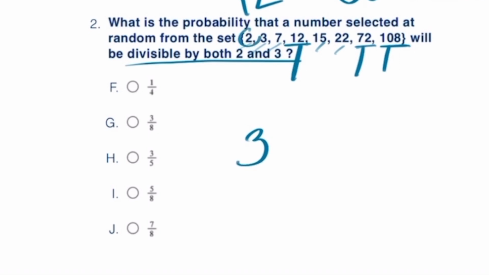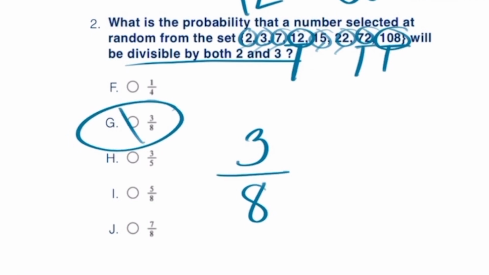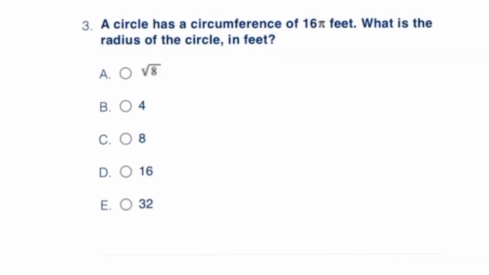So I have a 3 out of 8, right? There's 8 total options, chances of getting a number that's divisible by both 2 and 3. So G.